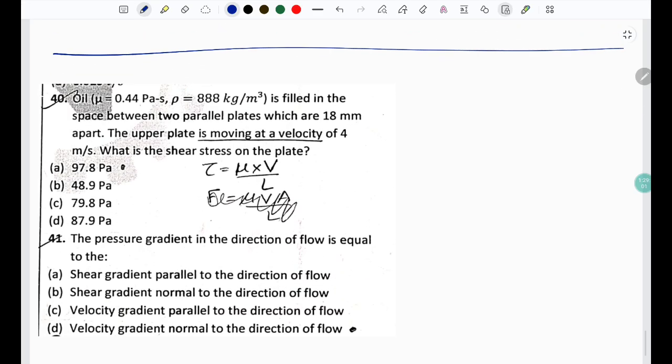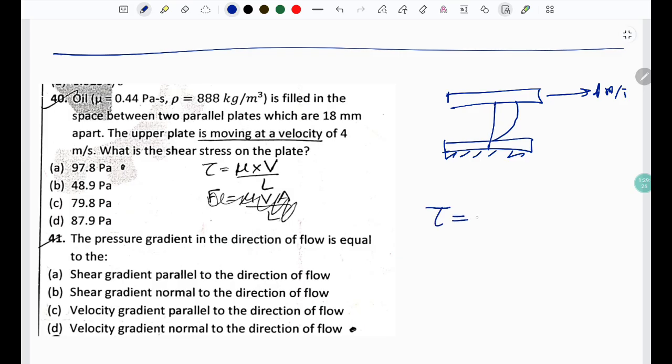Here we have another two questions. It says for the 40th question that there are two plates, parallel plates, of which one is moving with the velocity of 4 meter per second and one is stationary. So even in this case we'll have velocity profile. Okay, and we'll be using the Newton's viscosity formula, that is tau is mu du by dy, or which can be written as mu V by h, where h is the difference between the plates.